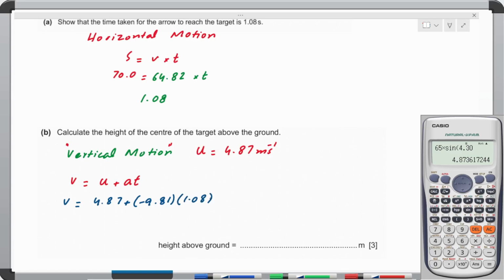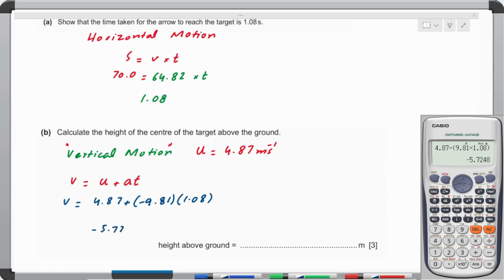So I'm going to hit it on the calculator once again. 4.87 minus 9.81 into 1.08. So the final vertical velocity is negative 5.72.